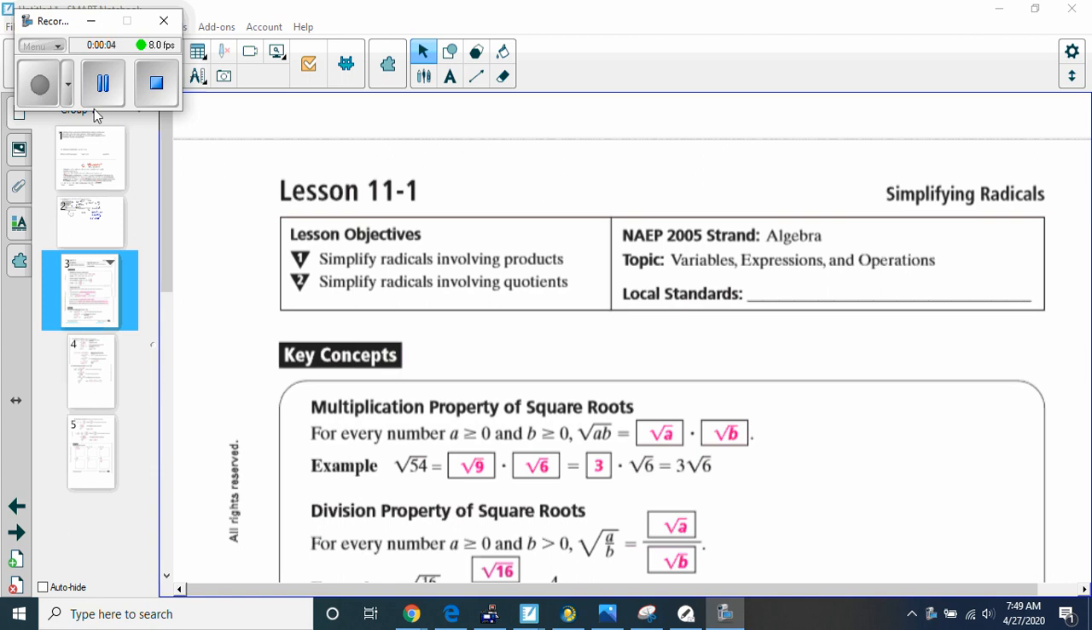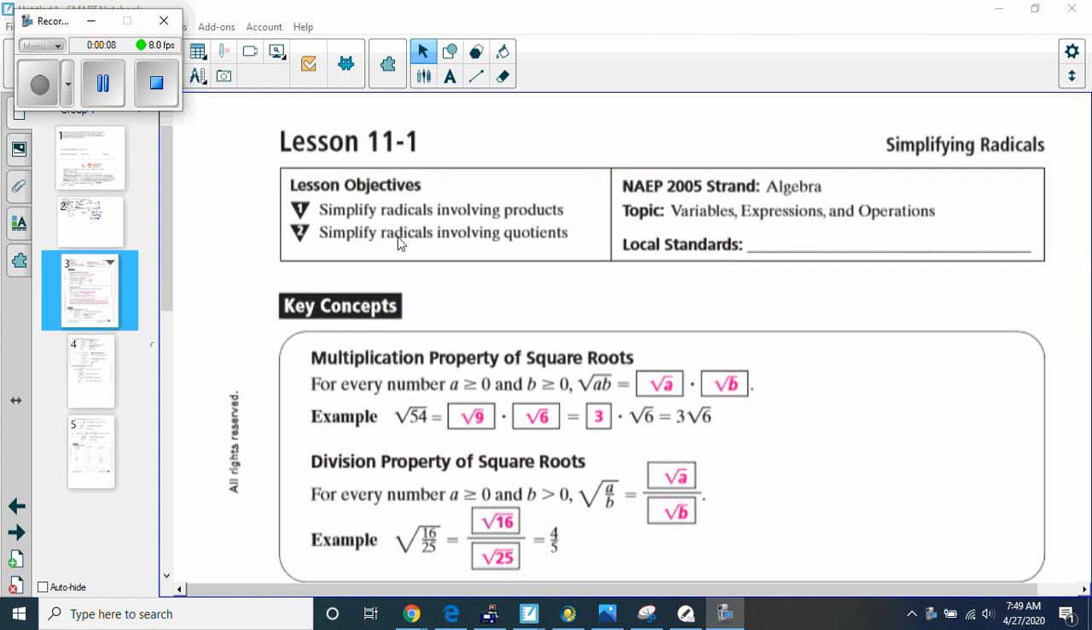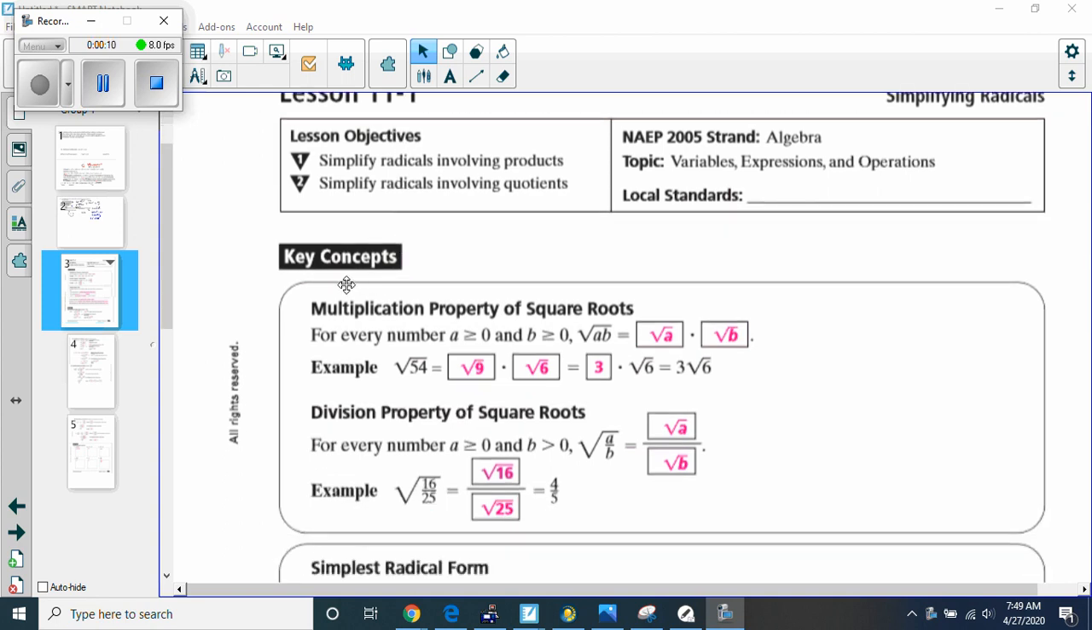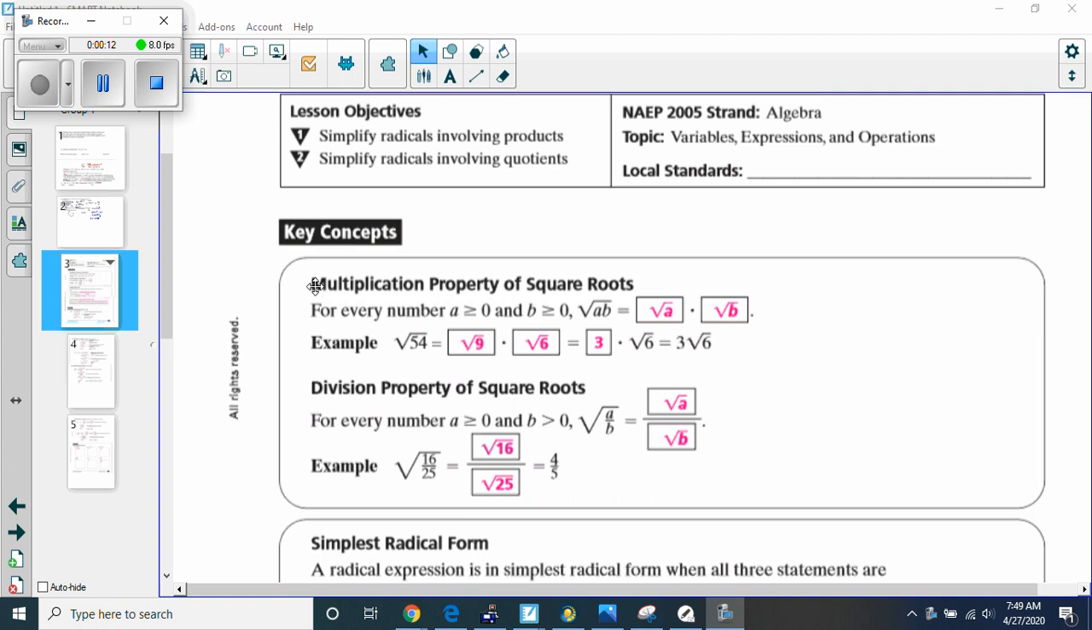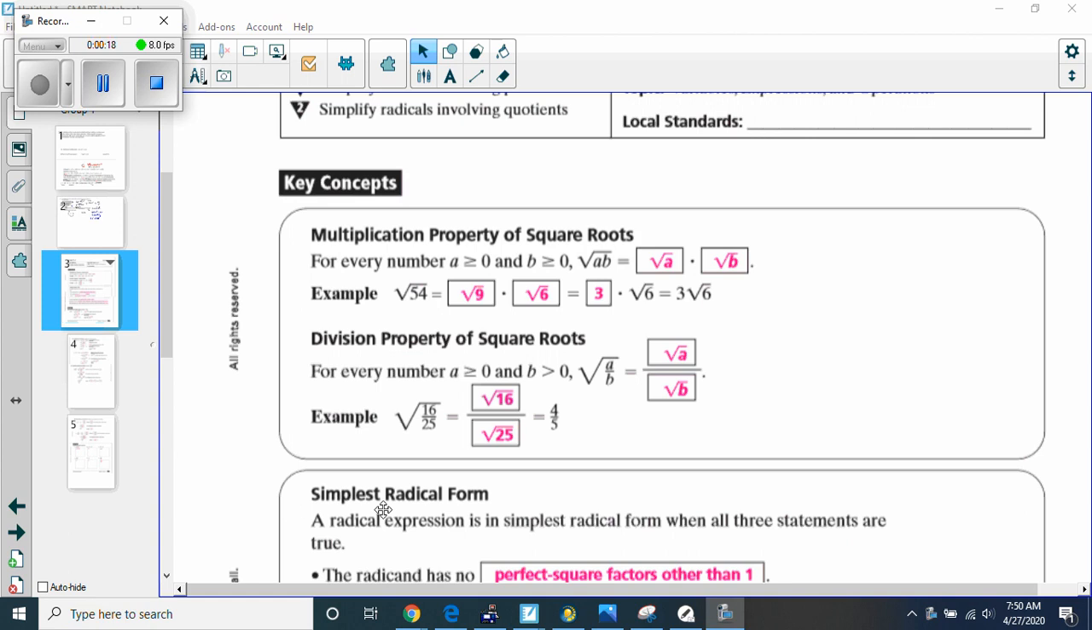Hello, this lesson is on simplifying radicals. So the concepts that we're going to go over are the multiplication property of square roots, the division property of square roots, and how to simplify radicals.